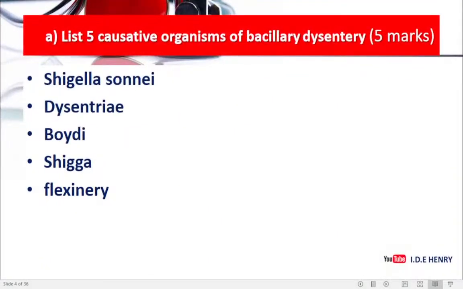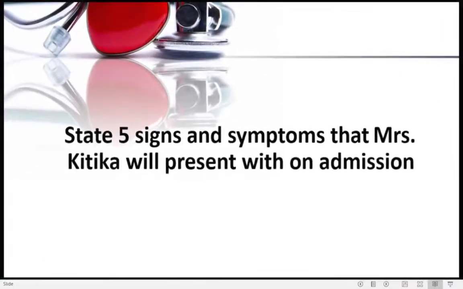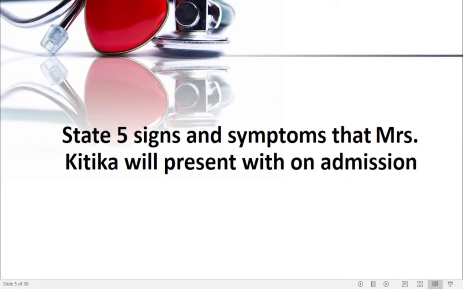The next question is list 5 causative organisms of bacillary dysentery. We've got the following: Shigella sonnei, Shigella dysenteriae, Shigella boydii, Shigella shiga, and Shigella flexneri. We go to the next question. State 5 signs and symptoms that Mrs. Kitika will present with on admission.